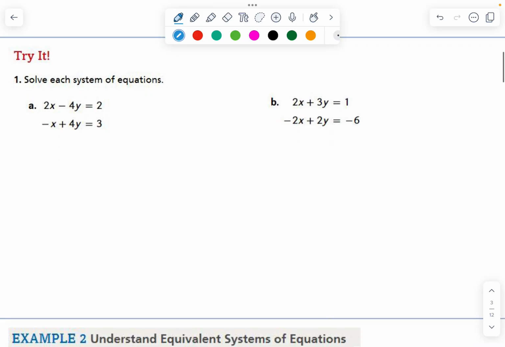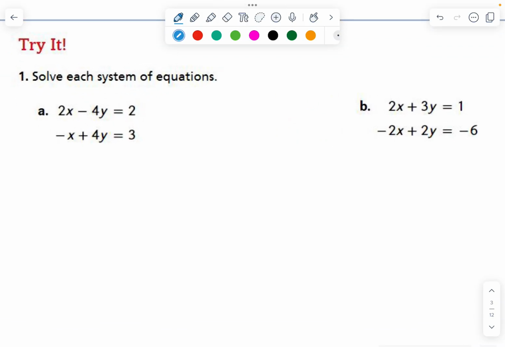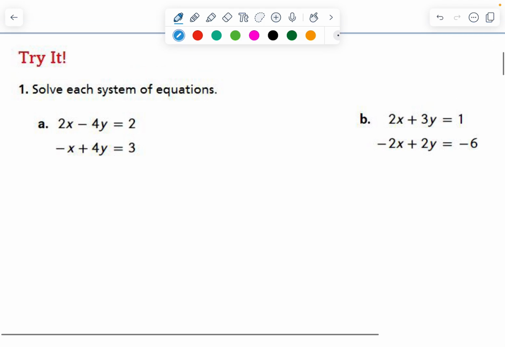All right, go ahead and try both of these on your own. Pause the video, please, and start it back up when most students are finished. Should take around 5 minutes. All right, let's go ahead and go over these.